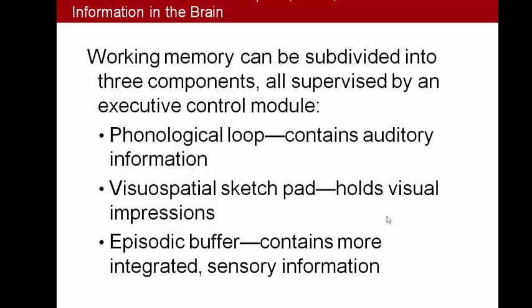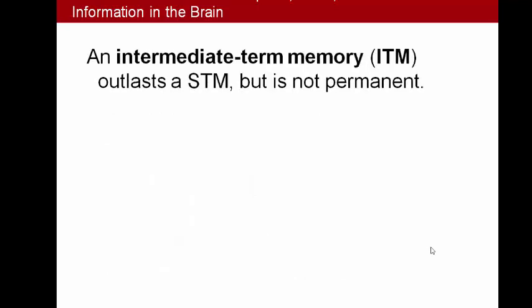That kind of thing would be a visual memory. And then the episodic buffer is more of an integrated form of the memories, so that you're putting auditory, visual, and other components all together, sort of like you're watching a movie, right? So all those would be considered components of short-term or working memory.